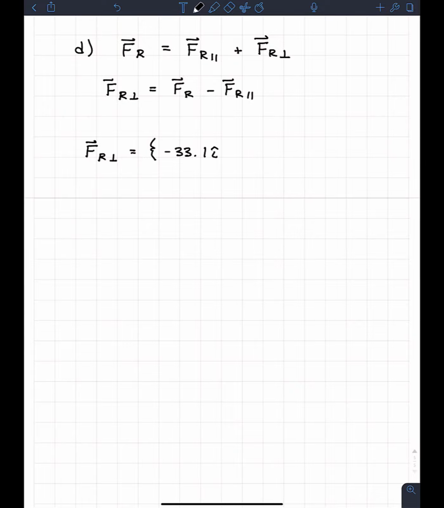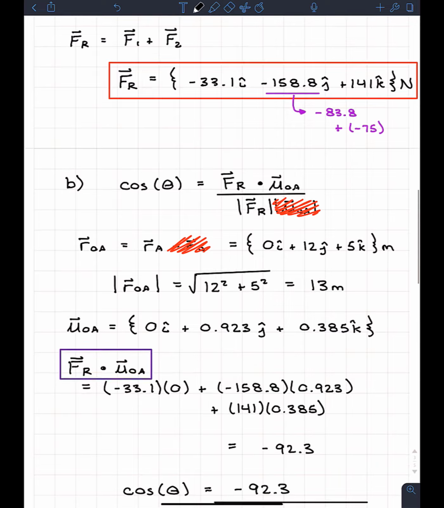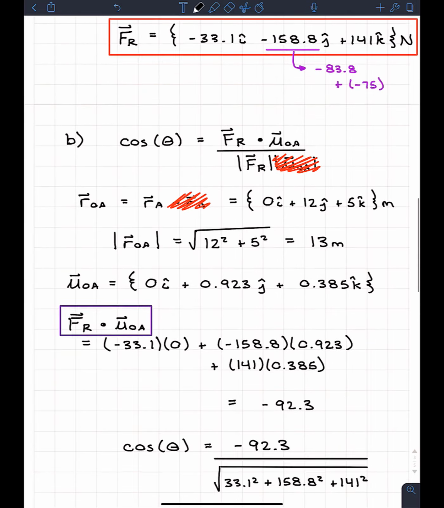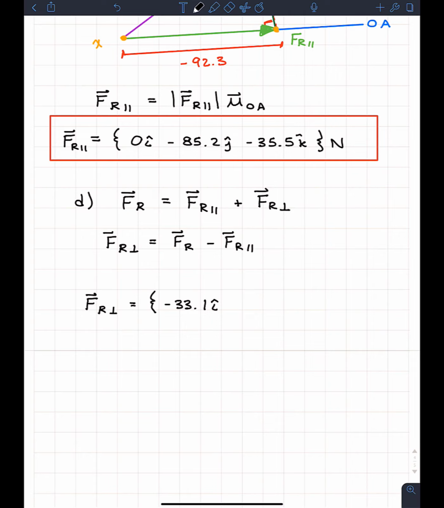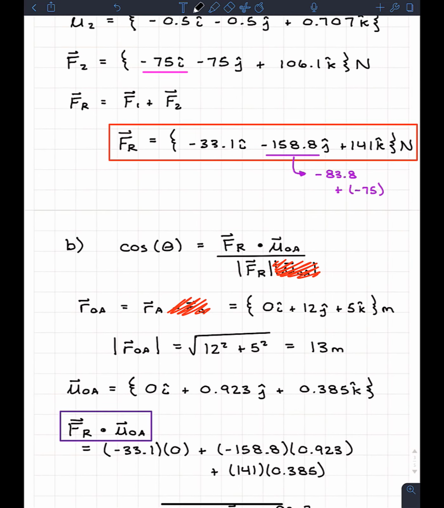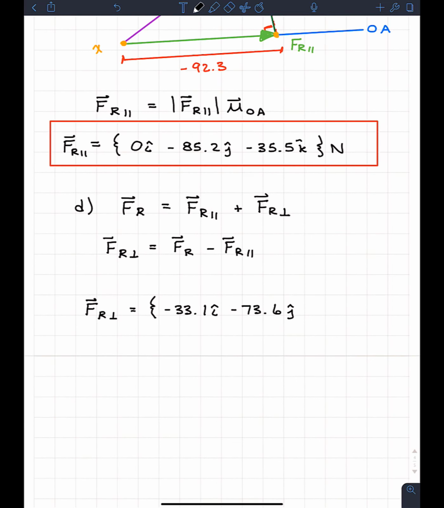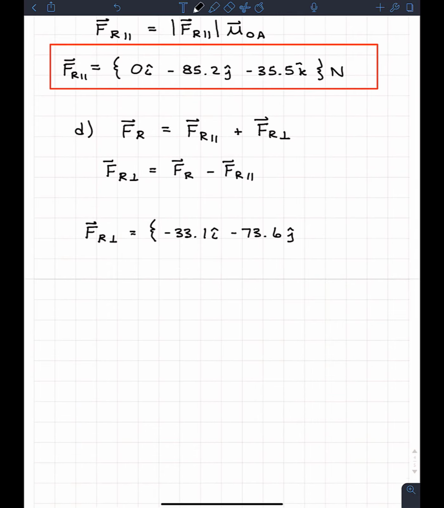And that's in the I direction. The second one, we're going to look at the J, which is the negative 158.8. And we're going to be subtracting negative 85.2. So what do we get there? Well, we get minus 73.6 in the J. All right, perfect. Now the last component, we got 141. We're going to subtract negative 35.5. So what we get is a plus 176.5. That's in the K direction. We put this in brackets and put our units of newtons.